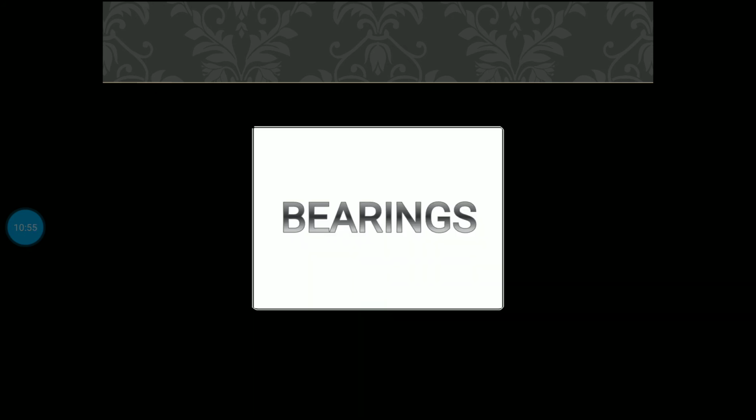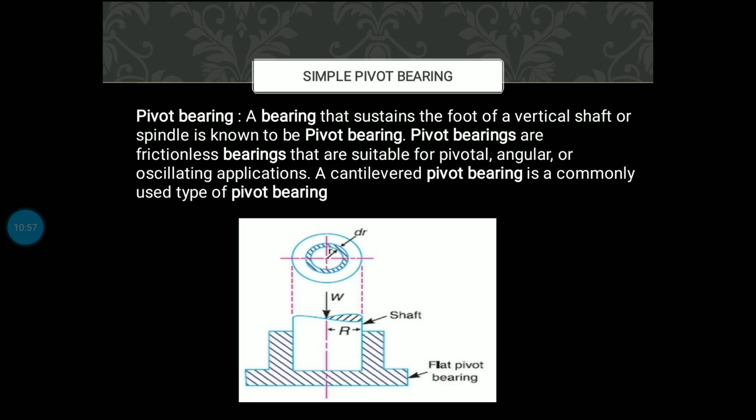Okay, next we are going to see about the bearing. Simple pivot bearing. A bearing that sustains the foot of a vertical shaft or spindle is known as a pivot bearing. This is a diagram of the simple pivot bearing.